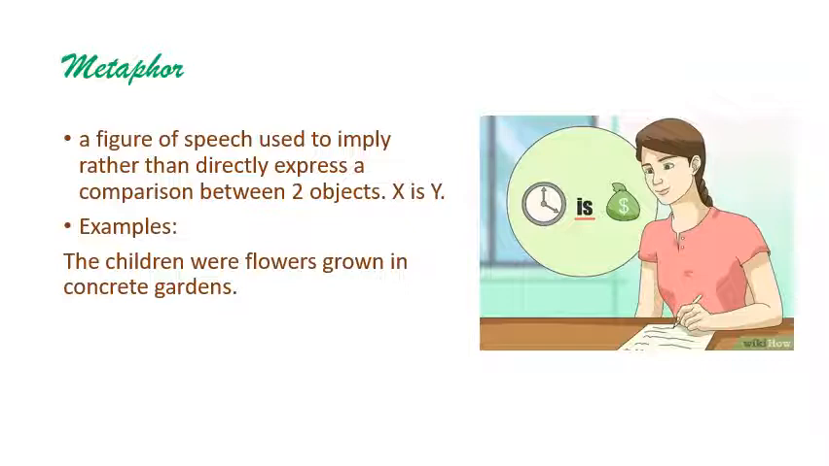Tapi kenapa dia tumbuh di concrete gardens ya? Maksudnya concrete gardens itu apa? Kita lihat kira-kira karakteristiknya apa? Beton itu kan sesuatu yang keras. And gardens itu berarti adalah tempat di mana banyak beton di situ. Nah, kita logika aja. The children with flowers grown in concrete gardens probably means that children are what makes life that is hard and harsh beautiful.